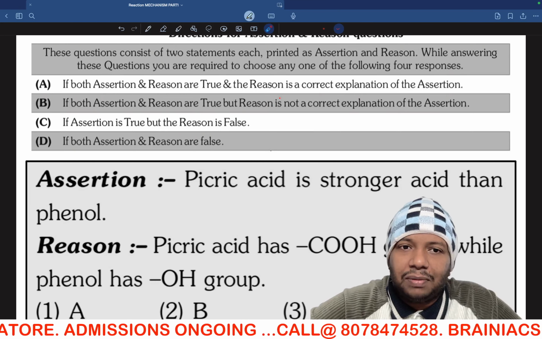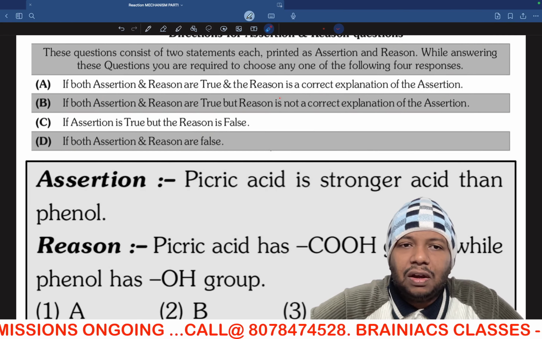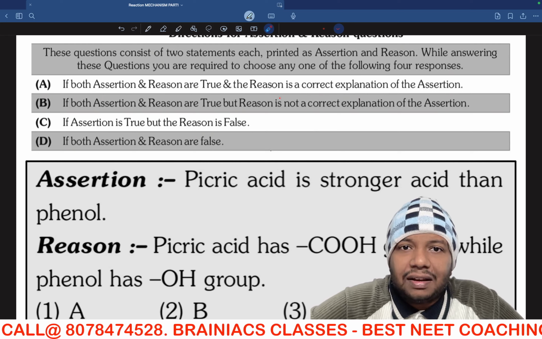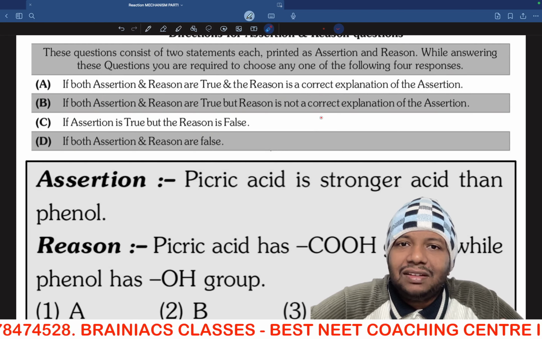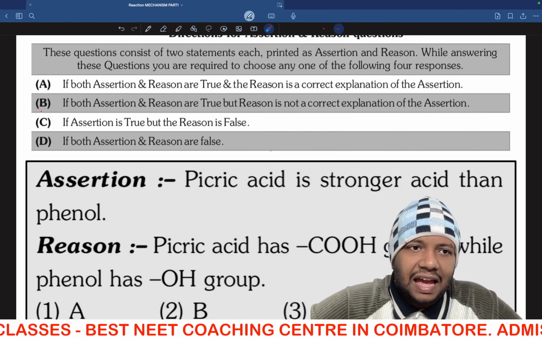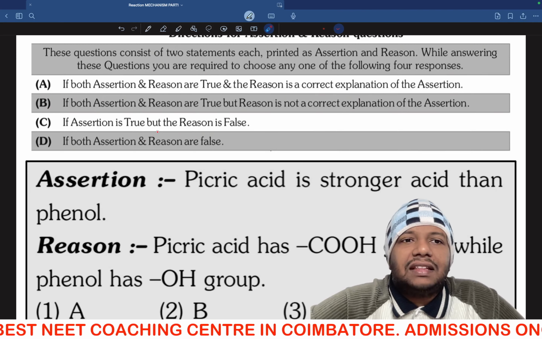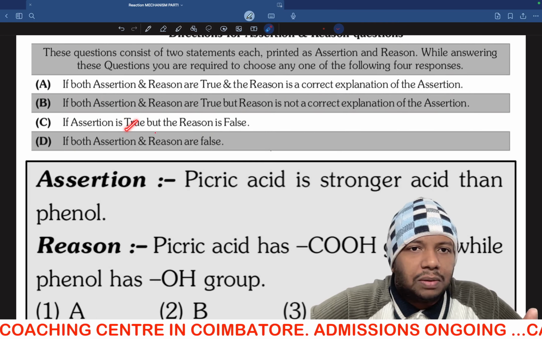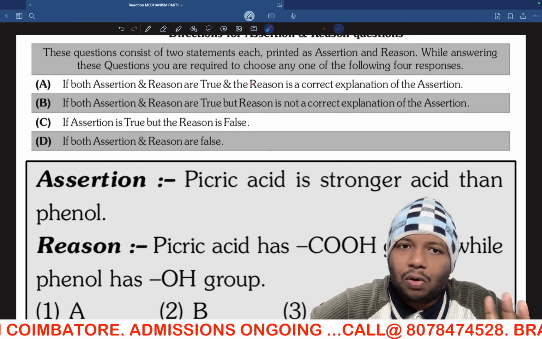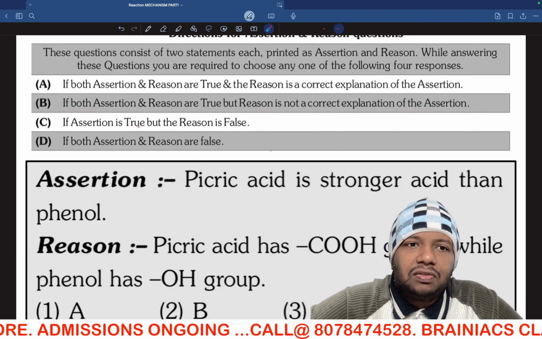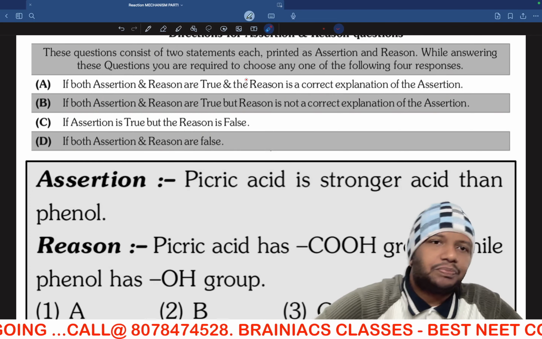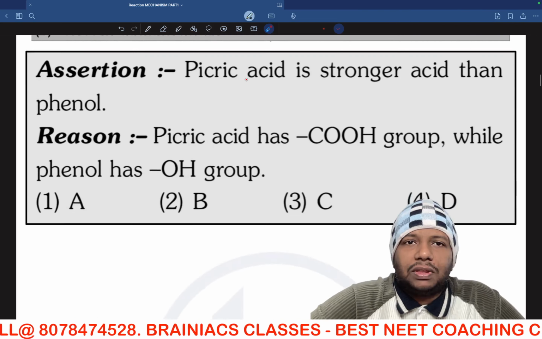Assertion is always a statement that gives rise to doubts, like why it is like that. So if the reason is not answering your why question, I can say the reason is not the correct explanation for the assertion. In that case, the answer would be B. And the third one is where the assertion is a true statement, but the reason itself is a false statement, that is C. And D means the assertion statement is wrong and the reason statement is also wrong. Okay, so let's start.